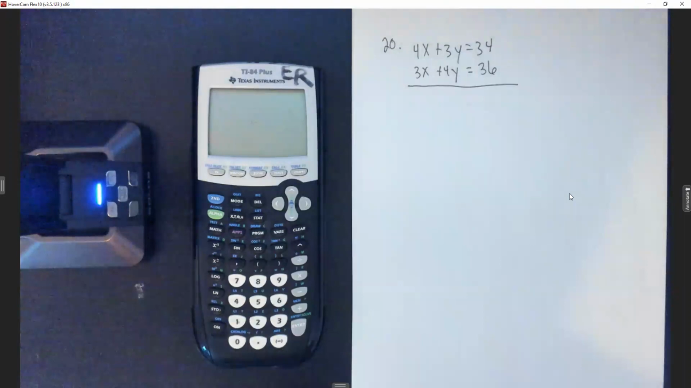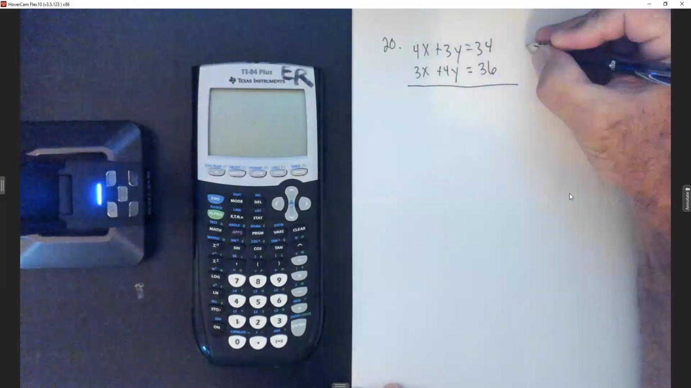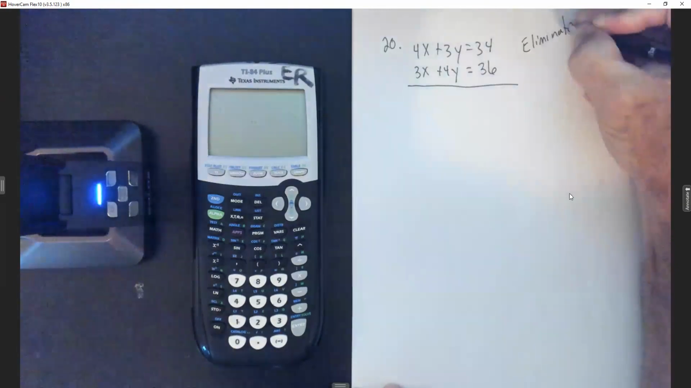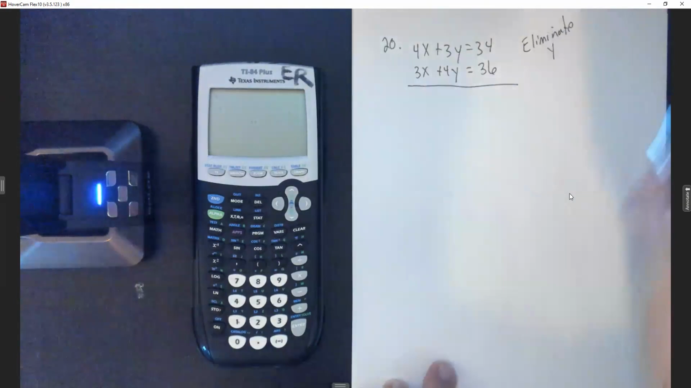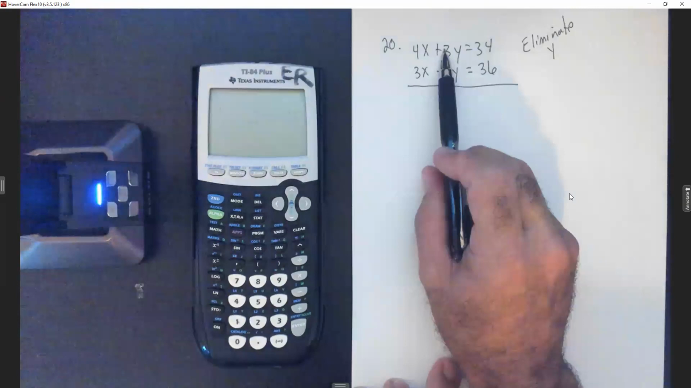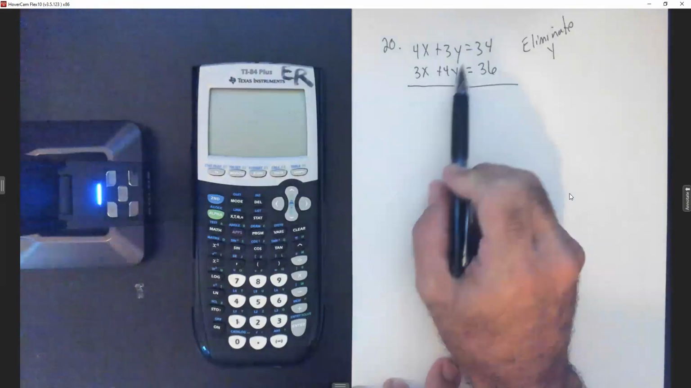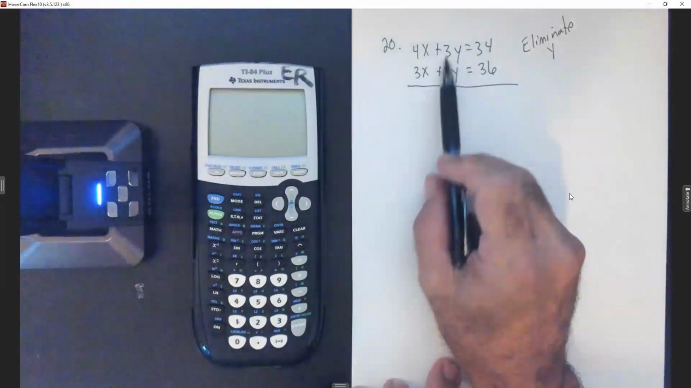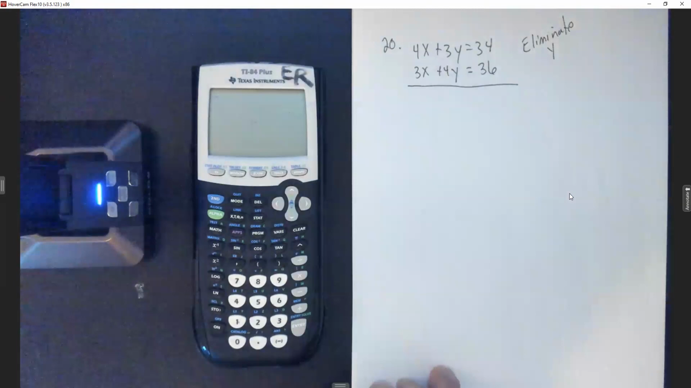Oh, snap. But here's the question. X's or Y's, do I want to get rid of? And hell, they look the same to me, don't they? Both of them got 4s and 3s. So I'm going to try to get rid of the Y's. I'm going to eliminate the Y's. But notice, everything's positive. So I got to at least make one of my Y's negative and one of them positive. And then I got to find a number that the 3 and the 4 both go into so that I can change both of these rows.